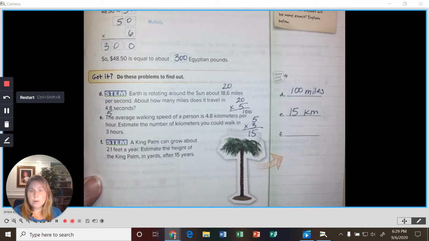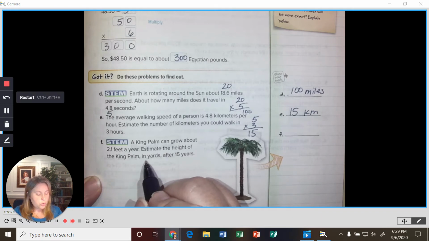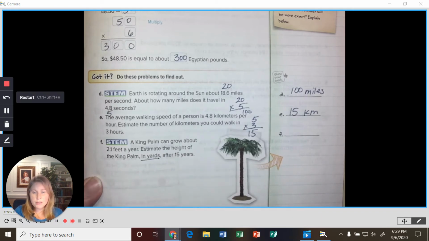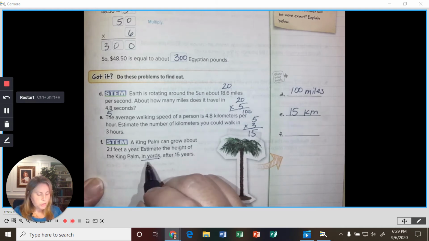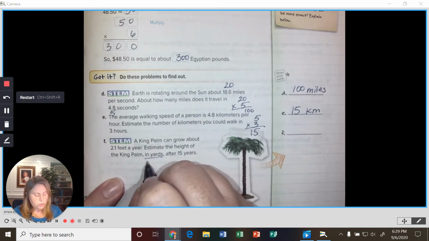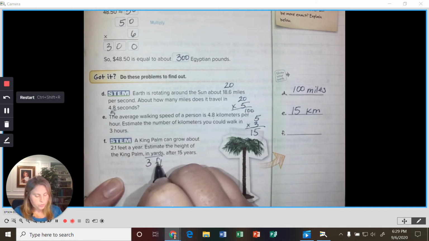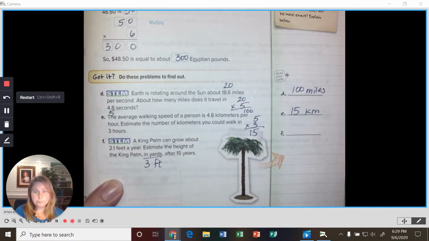STEM, a king palm can grow about 2.1 feet per year. Estimate the height of the king palm in yards after 15 years. So in elementary school, we learned about feet and yards. If you didn't learn about it because of the break in education, that's okay. So I'm just going to tell you right now, 1 yard is equal to 3 feet.